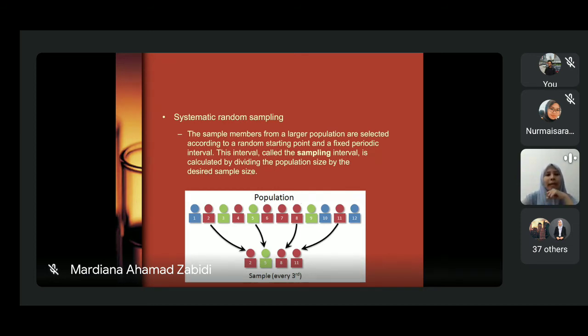Okay, then we have systematic random sampling. In this particular systematic random sampling, the sample members from a larger population are selected according to a random starting point. Okay, so first we collect randomly. Okay, and then after that we fix a periodic interval.